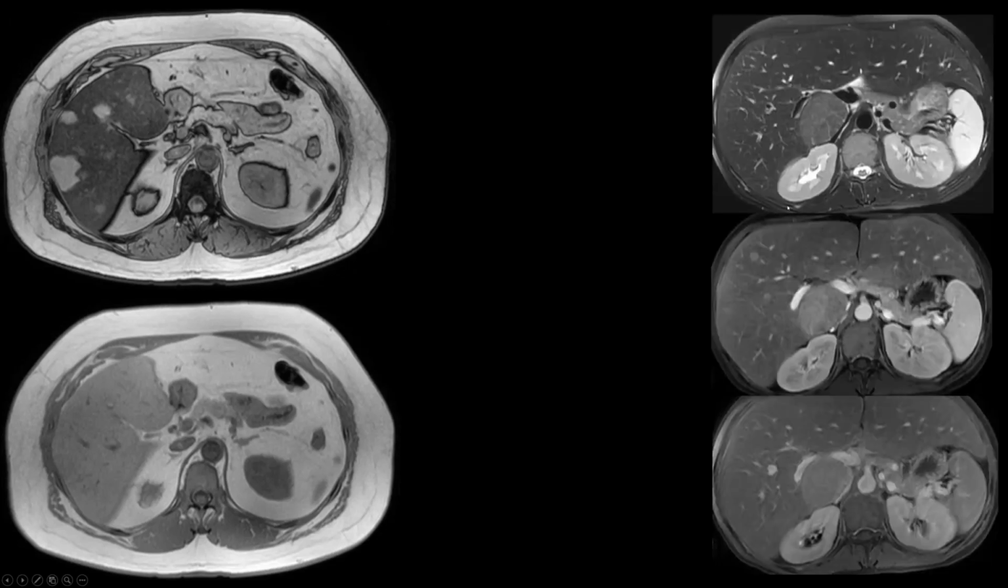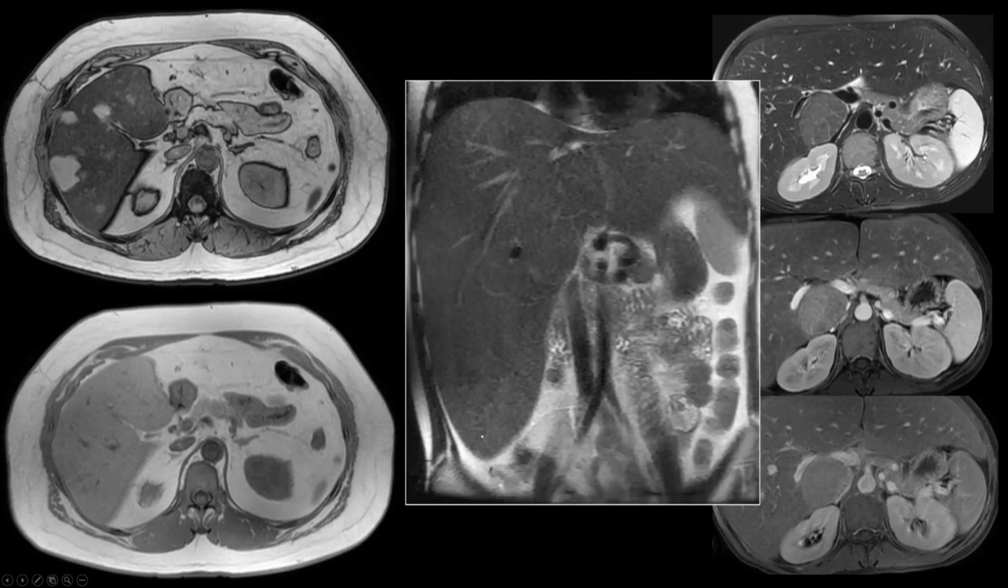Another example is this patient here who has normal liver signal, but maybe the liver is a little bit enlarged. The caudate lobe has this lesion that is mildly T2 hyperintense with some increased enhancement on the arterial phase and persistent enhancement. And then looking at his liver coronally, you can really see how big that liver actually is.